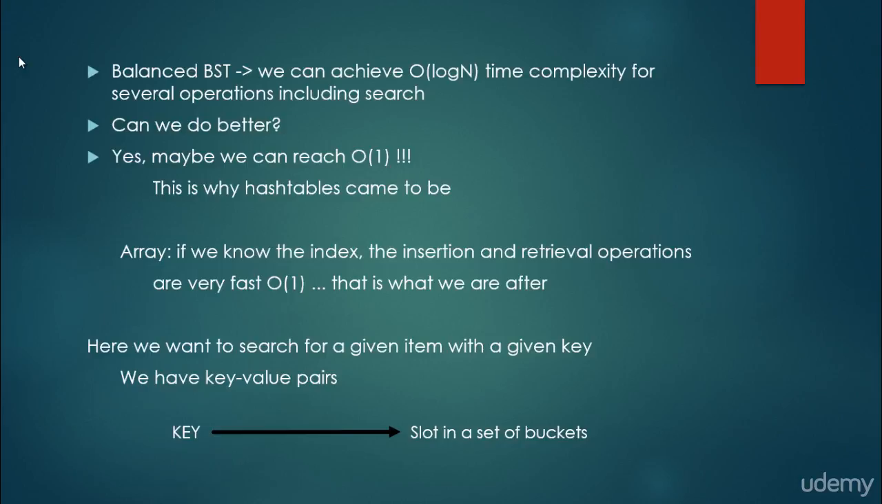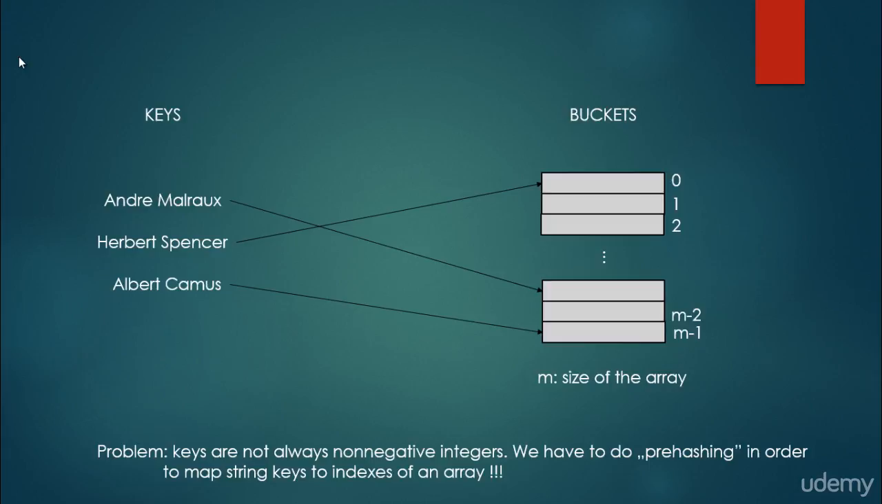So we just want to insert, for example, a value that has a certain key. Keys can be integers, custom objects, or strings, such as here, for example, names of famous authors and writers: André Marlowe, Herbert Spencer, Albert Camus. And we want to find the indices in our array. We have buckets with index 0, then index 1, then 2, then n-2, n-1. So we have m buckets, where m denotes the size of the array.